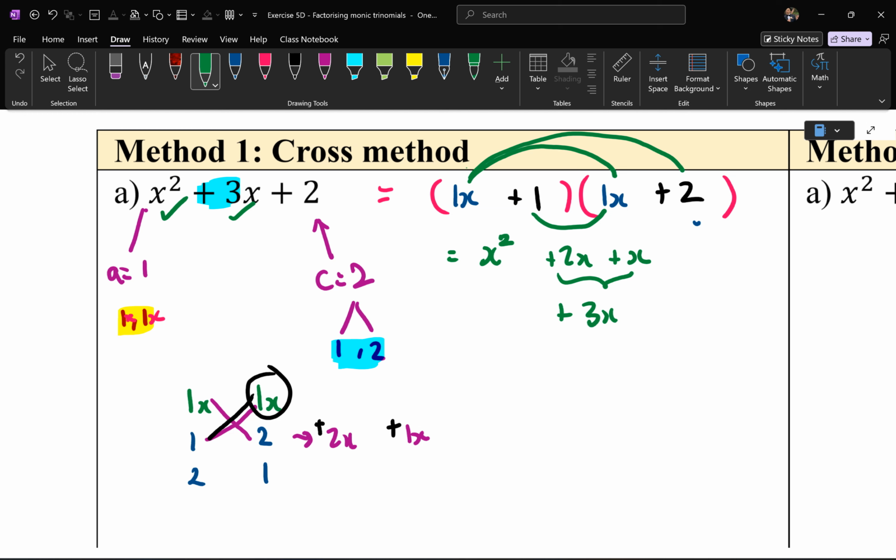Then the last bit you have to check, because there are some factors where you get the middle term, but you don't get the last term. You have to check, does the last one work as well? So then you say, what about 1 times 2? Does 1 times 2 give you it, and it should, because you chose the factors of 2. So you chose 1 and 2, so it should work. So 1 times the 2, positive 1 and positive 2 gives you positive 2, and that is true. So together, that is your factorized answer.